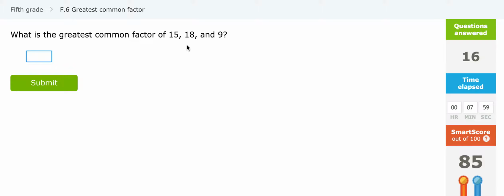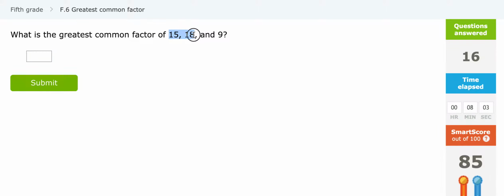This is 3 times 5, this is 2 times 3 times 3, so at most at this point they can only share 3 in common. And look, 9 has 2 3s, but 15 only has 1 3, so what we're going to do is say we have 3. Greatest common factor is 3.